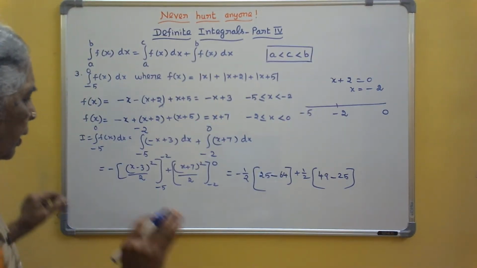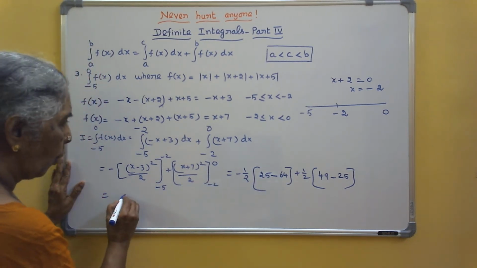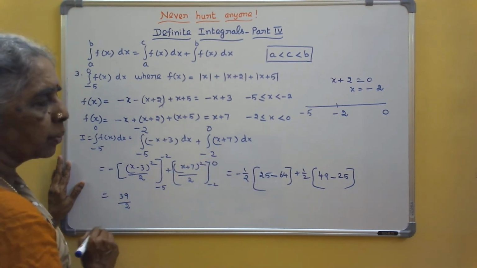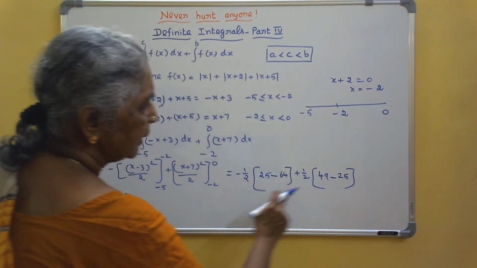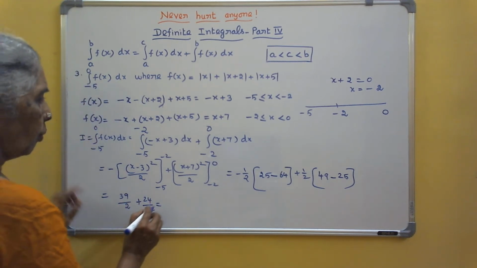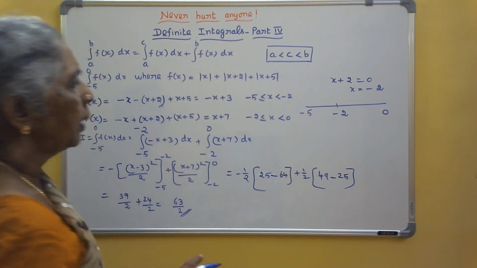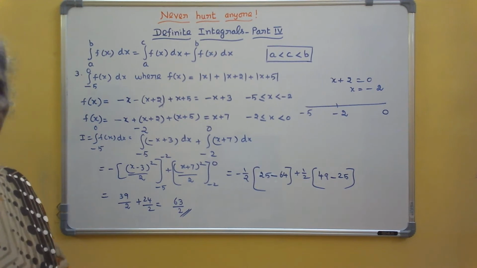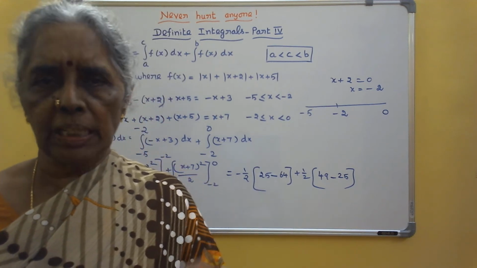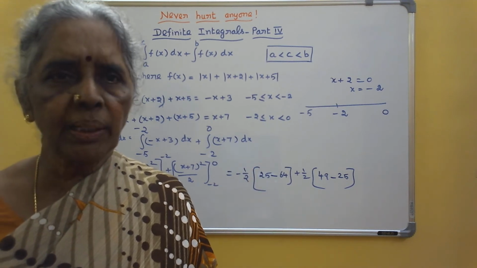Okay. So now you are getting here 25 minus 64. So that will be minus 39. Minus into minus will become plus, so 39 by 2. Here it is 49 minus 25, that will be 24 by 2. So you will be getting now 63 by 2, and that is your answer. So this is another type where your f of x consists of 2 or 3 modulus functions with a plus sign or a minus sign in between. Is this sum clear to you?